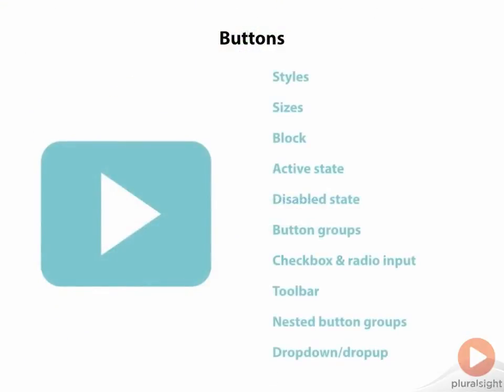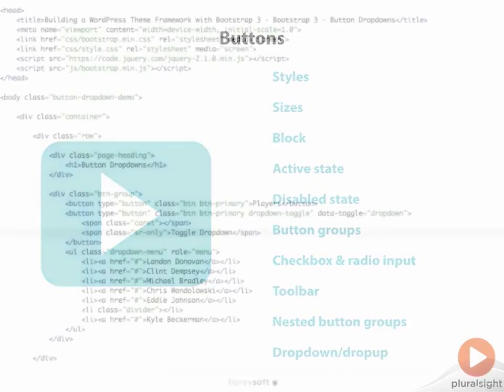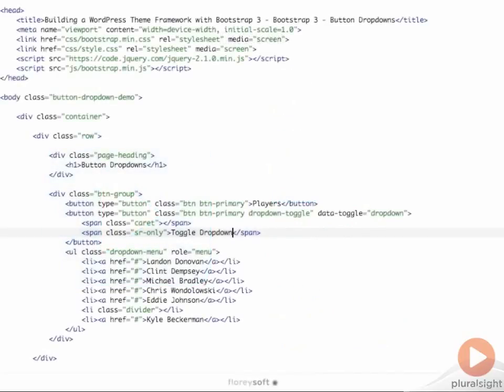Don't like drop downs? What about drop-ups? This works the same way, but with a drop-up class on the button group. Notice though that the toggle and the menu are both still using drop-down.